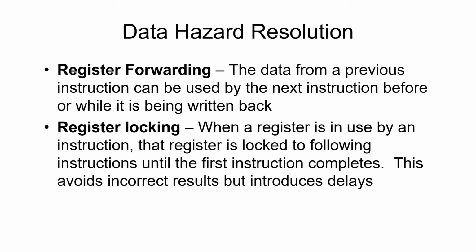There are a couple ways to resolve data hazards. One is register forwarding. That is, the result of a previous instruction, instead of being written directly back to the user register, can also be forwarded to the operand fetch of the next instruction. Register locking is a means of avoiding data hazards, although it doesn't make it run any faster, but it keeps the instructions executing correctly.